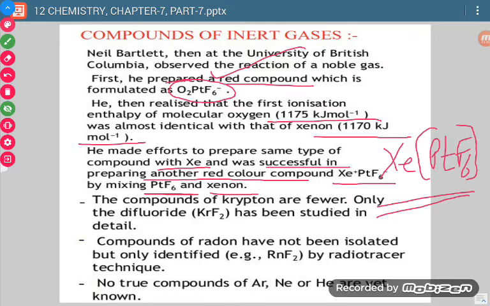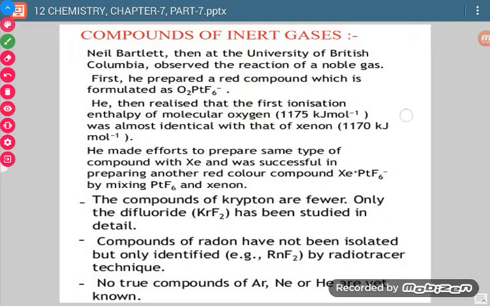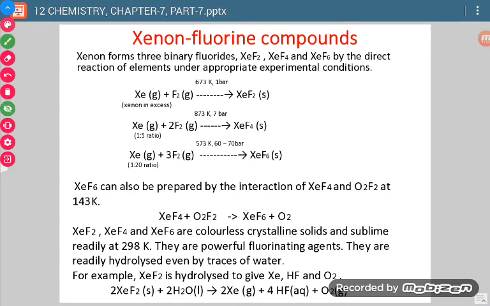Now compounds of krypton are fewer. Krypton can also form compounds, but they are very few. Just one compound is known, KrF2. Compounds of radon have not been isolated but only identified by radio tracer techniques. They cannot be isolated, but they can be traced with the help of some techniques to show that it may be present there. Argon, neon, helium have not formed any compound till now. So overall, xenon is the only noble gas that can form compounds.